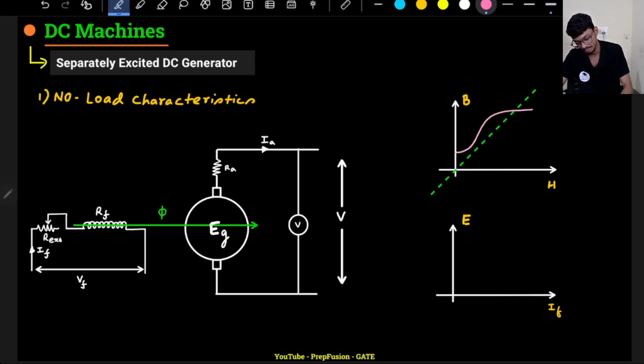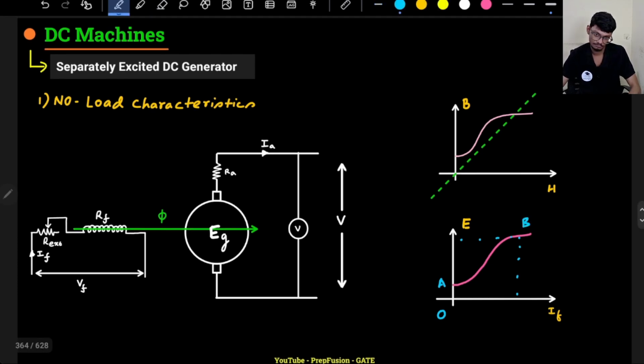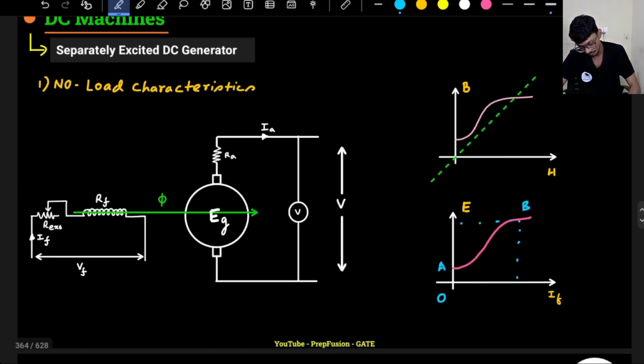So your no load characteristics, when the load is not connected, for a separately excited machine will be something like this, where these are a few key points. So let me name the points OA, and let me name the saturation point, right? Saturation point, let me name it here. OAB. Okay, so what is OA? OA is the voltage induced due to residual flux present in the field poles.